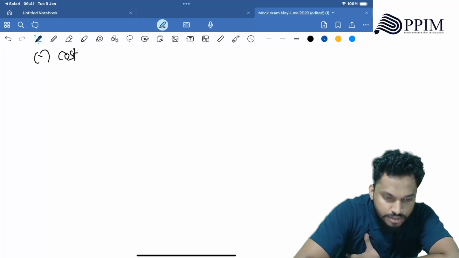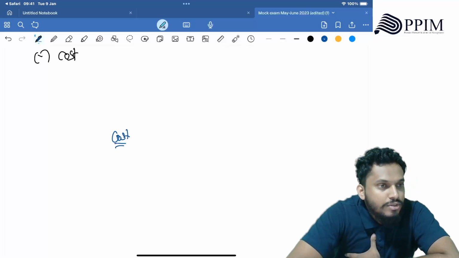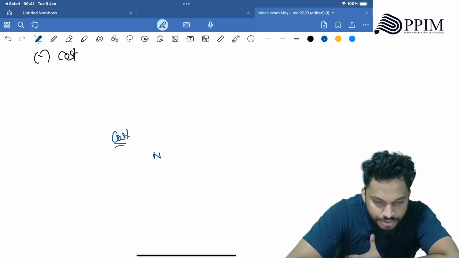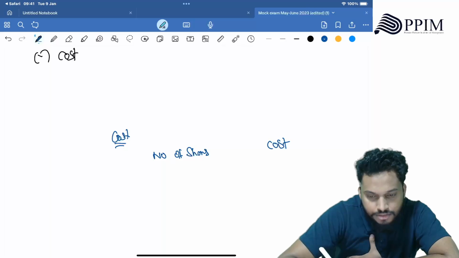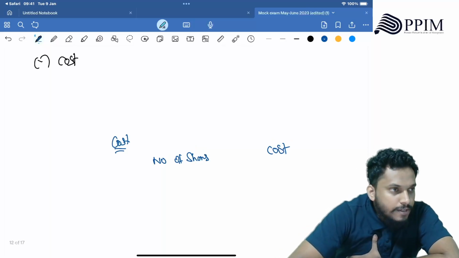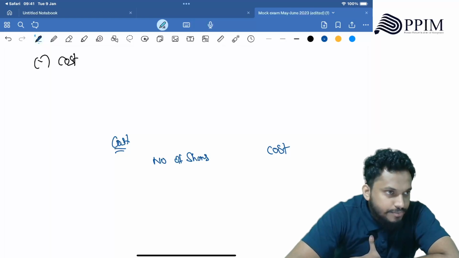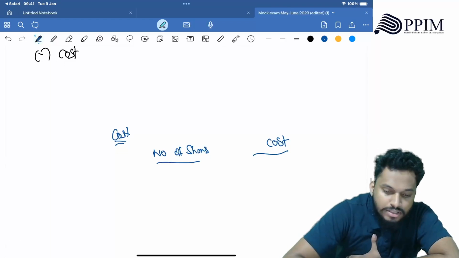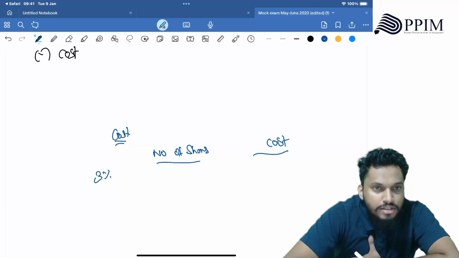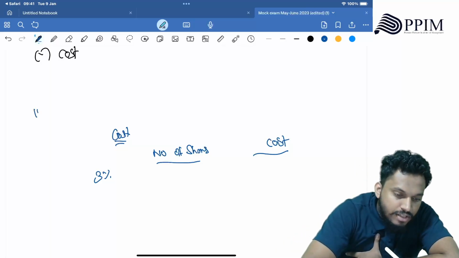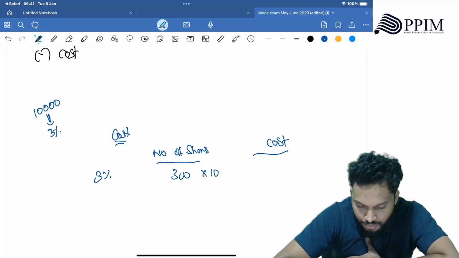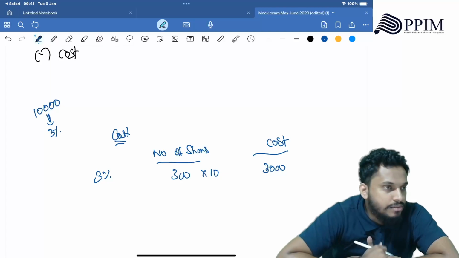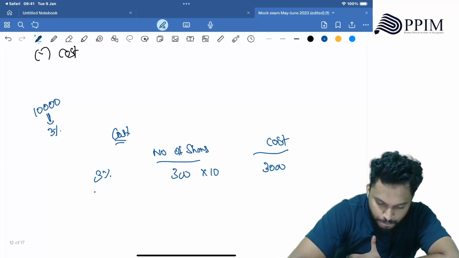You need to work out certain things because the cost is split into certain areas. You need to find the number of shares and what is the cost of those number of shares. So initially, you bought 3% of the shares, isn't it? So 3% of the shares means out of 10,000, 3% is going to be 300 shares. So that costed you each 10. So which means it will be 3,000.